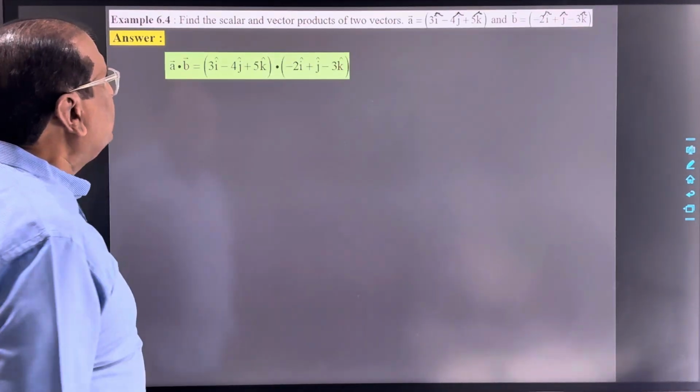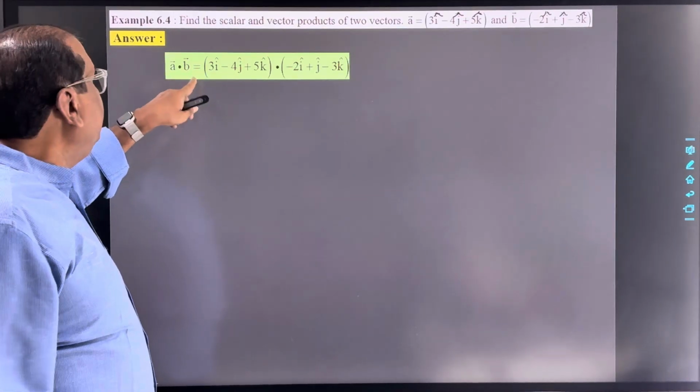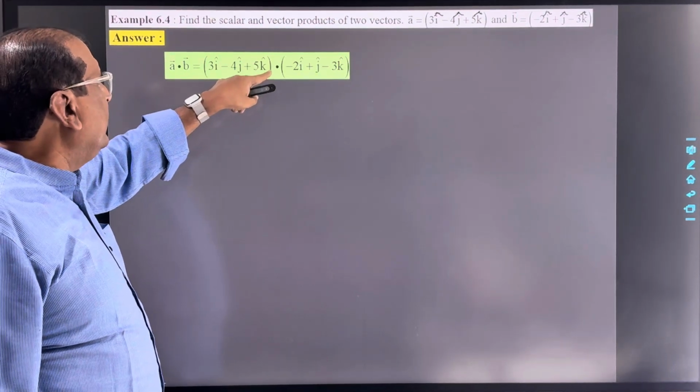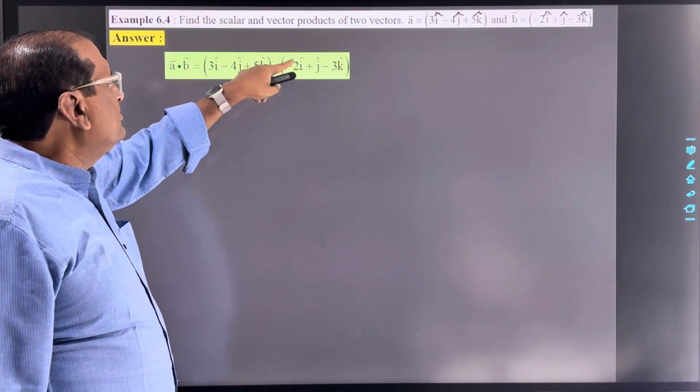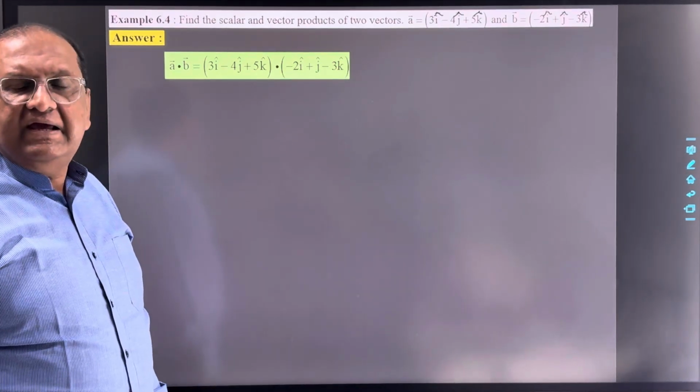First let's take the scalar product. So vector A dot vector B is 3i caret minus 4j caret plus 5k caret dot minus 2i caret plus j caret minus 3k caret.